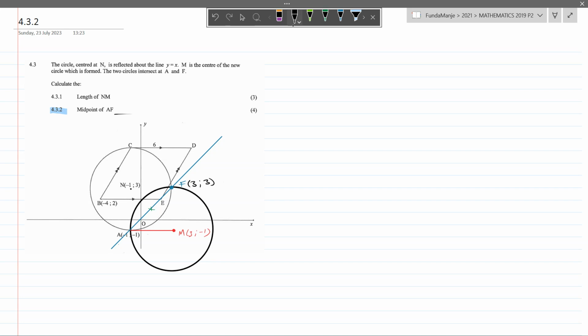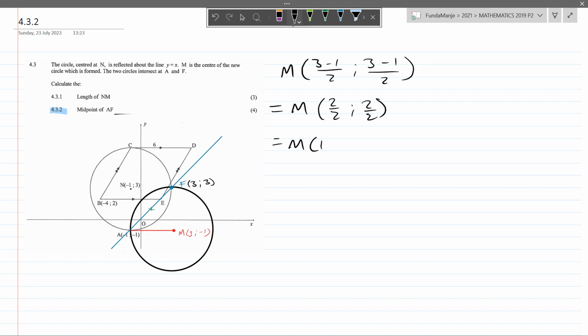As you can see here, F is directly above M, and F is also level with N, on a line that is exactly parallel to the x-axis. So we know the coordinates of F, and we can simply use the midpoint formula. The midpoint in this case would be (3 minus 1) over 2 and (3 minus 1) over 2. I'm saying 3 minus 1 because 3 plus -1 just gives us 3 minus 1. This will be 2 over 2, 2 over 2, and then the coordinates for M are 1 and 1. This is one method that you can use.